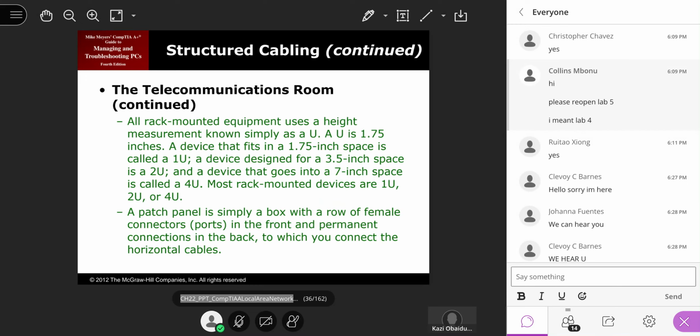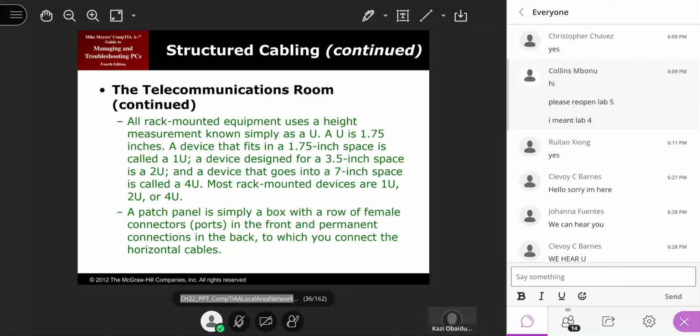What do you understand by 1U? A device that is 1.75 inches and fits into that space in the rack is called a 1U. Another device with 3.5 inches of space is a 2U. And a device that goes into 7 inches of space is called a 4U. So mostly we can see 1U, 2U, and 4U.